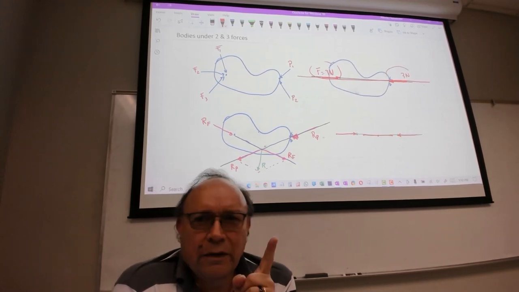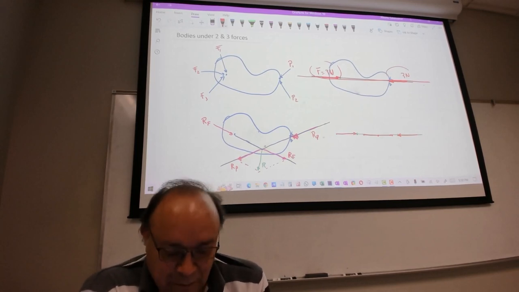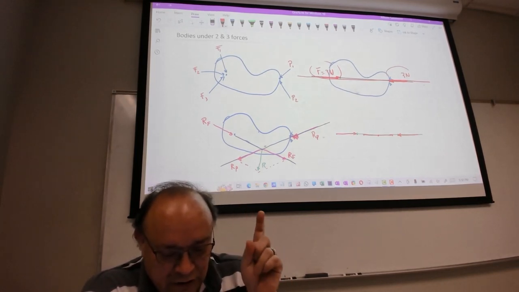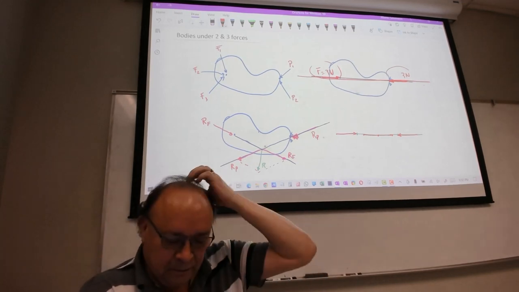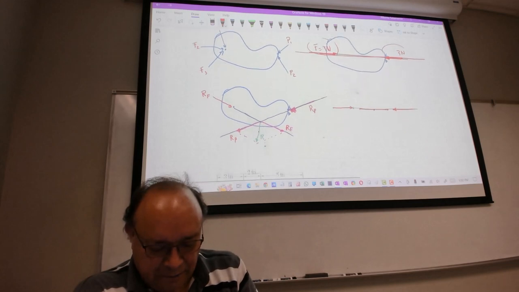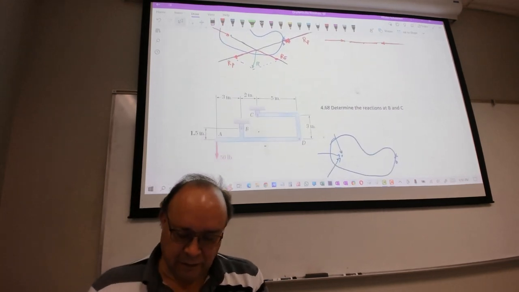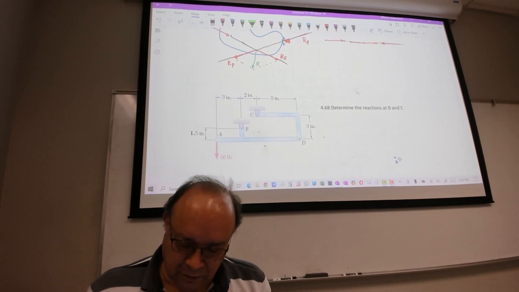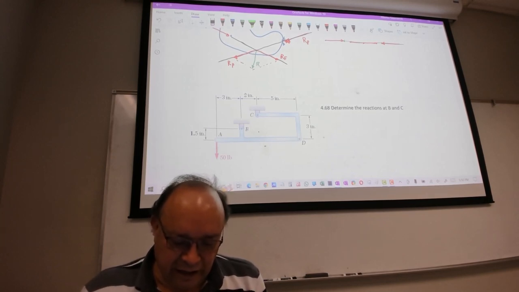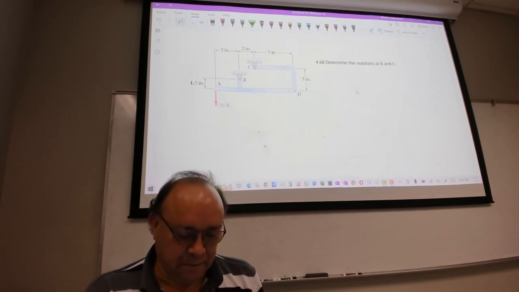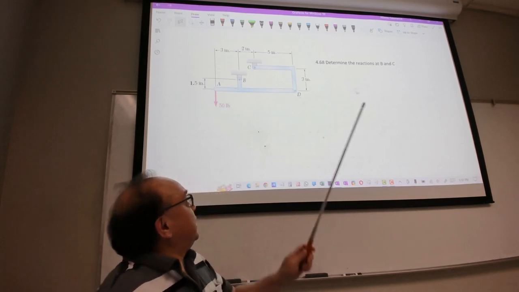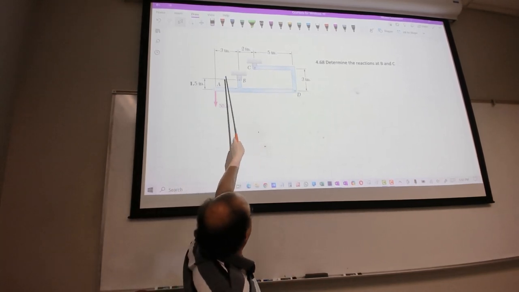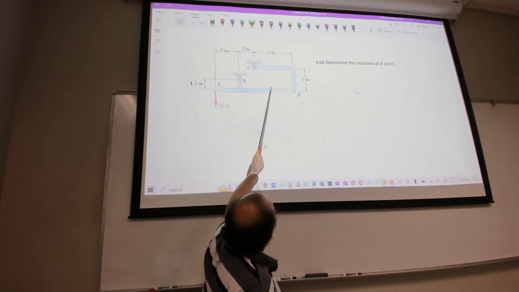Question? Something? Okay, that's bodies under two forces. You know that those two forces are equal and they have to be collinear. So I'm going to do an example like that here. If you're going to analyze this body, it's a kind of complicated body, right? It's actually two bodies. If you see, there are two bodies here. This structure is made of two elements here.